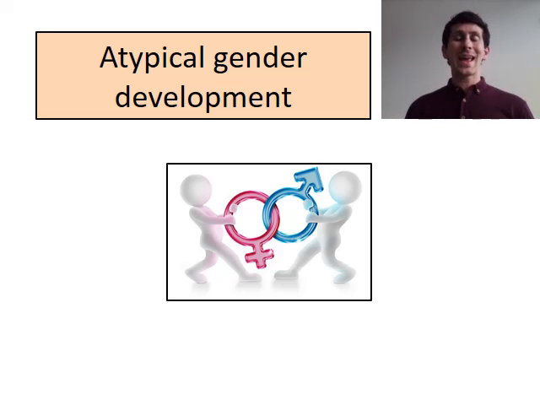This video is going to look at atypical gender development. So remember, by atypical we mean not normal. So this is when gender development takes a different turn. So it might be looking at things like gender dysphoria, gender identity disorder.